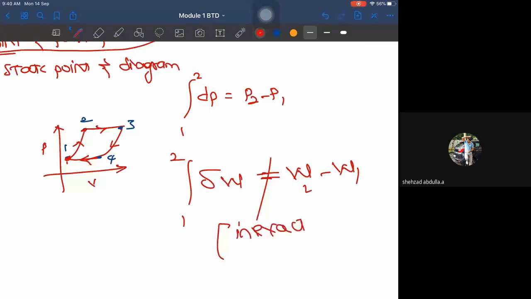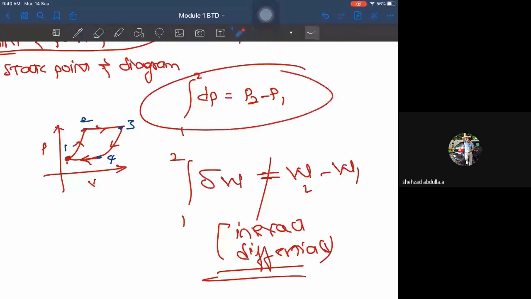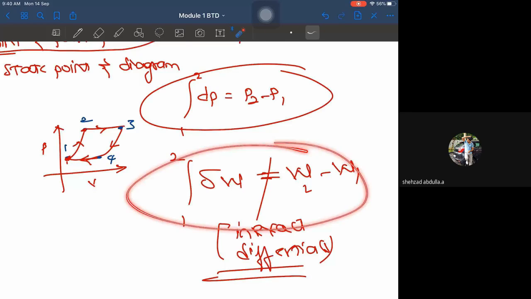Okay. If the difference between the properties of two states is calculated by the exact subtraction of those two properties at those particular states, then it is called an exact differential. Suppose you want to calculate the difference between two properties at two different states, but you cannot calculate it just by subtracting those two parameters at those two states, then it is called an inexact differential. So remember this particular thing, which is very important.